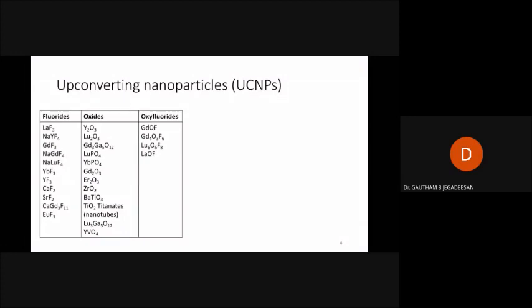And you can see there are different preparation methods by which you can synthesize upconverting nanoparticles. Few of them are like co-precipitation, in which you'll be using the precursor of upconverting nanoparticles and the precursors of dopants, and it will be precipitated down. That will be treated at high temperature, and finally we'll get the product.